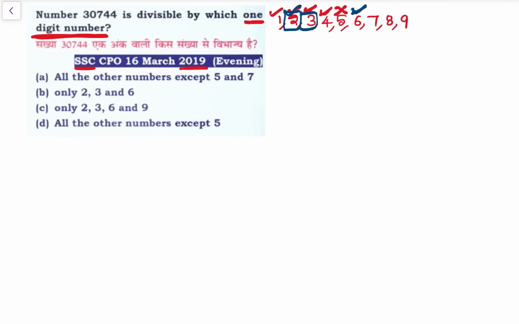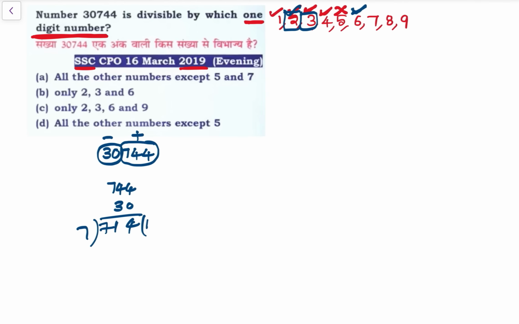7 is what? See, 30744 is a small number, and the bigger divisibility rule you can do as well. See, plus and minus: 744 minus 30 is 417. Then 7 ones are 7, 7 twos are 14, remainder 0. So it is divisible by 7 also. Rule of triplet applied.